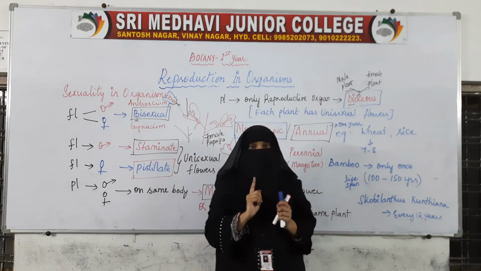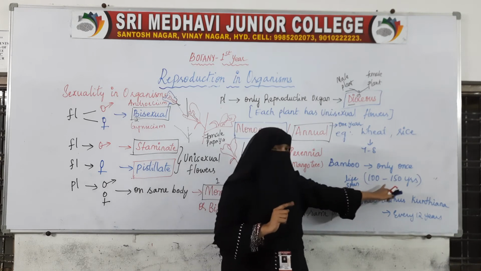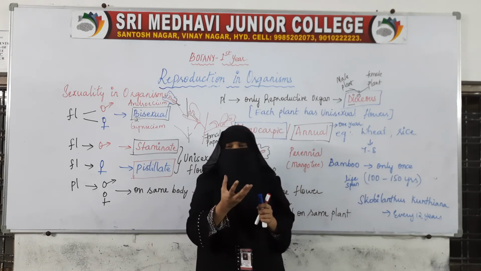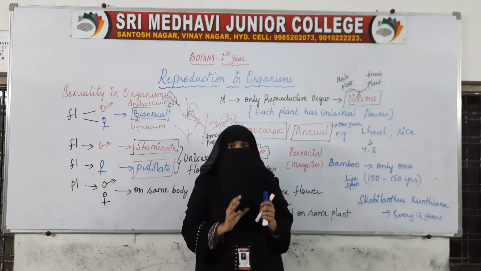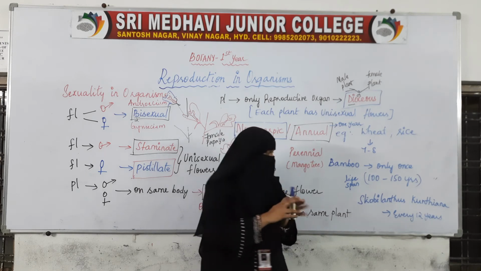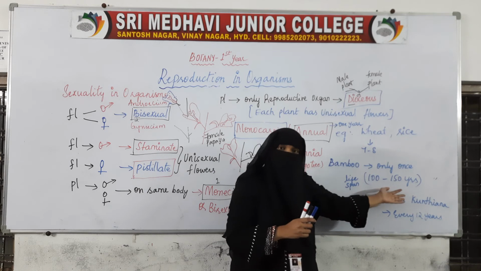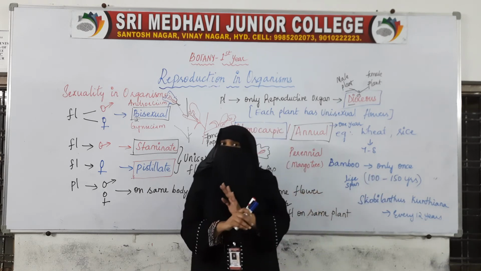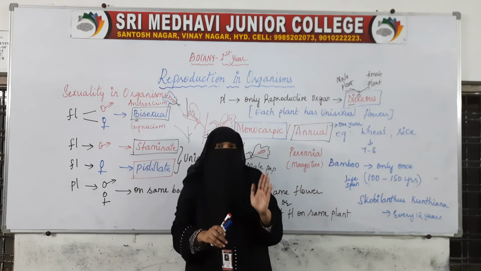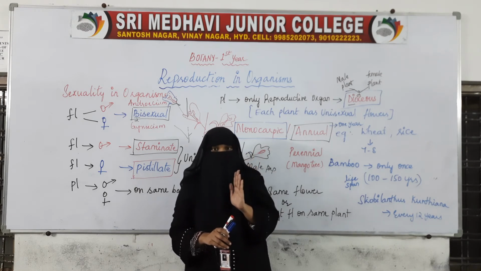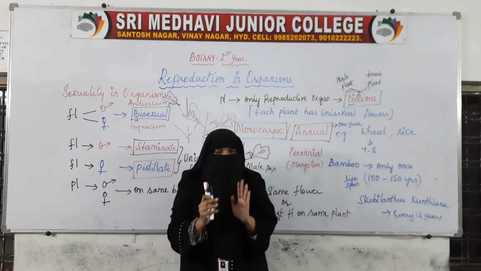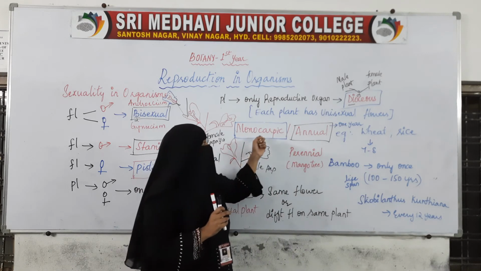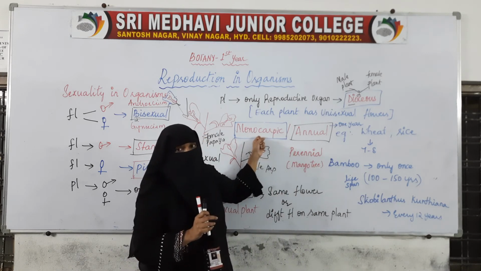only one time. For example, if a plant survives for 100 to 150 years, somewhere in between 40 to 60 years it will produce flowers. Then from 60 to 100 or 150 years, it will live and it will die. It won't produce further flowers. It will produce only once in a lifetime. Whatever the lifespan may be, if it produces flowers only once in its lifetime, then such plants are called monocarpic.